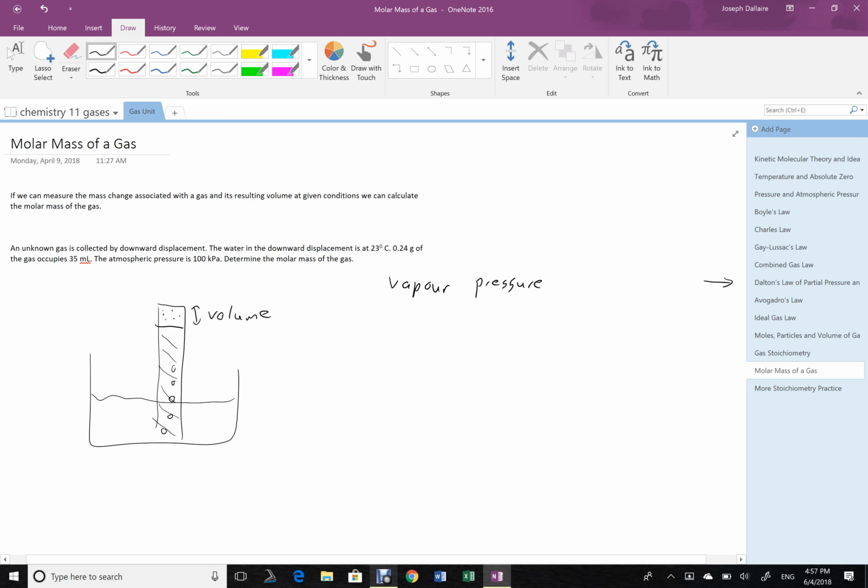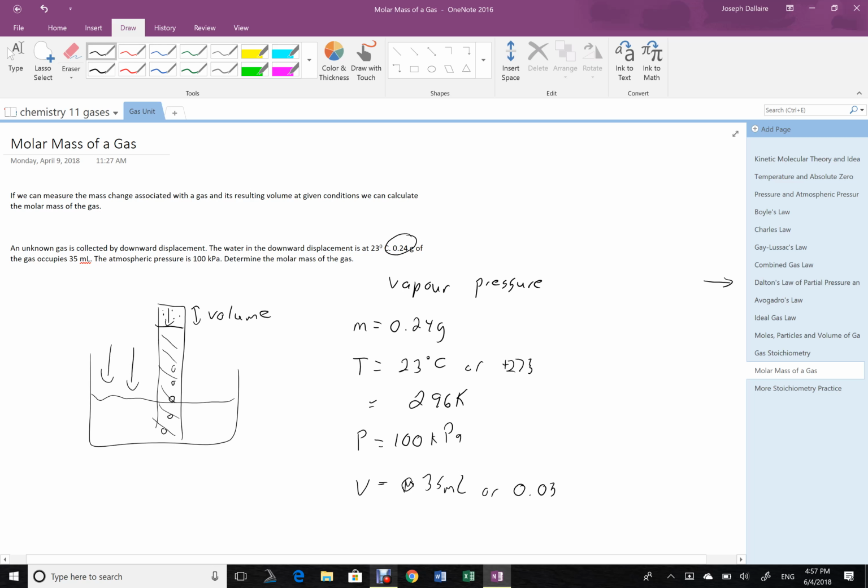So what do we have? It says that it was a mass of 0.24 grams of the gas that was released. The temperature is 23 degrees Celsius, or if we add 273, we can say it's 296 Kelvin. We'll need that for calculations. The pressure is 100 kilopascals. We're assuming that's the air pressure that's pushing down, and so if this is pushing against it, they would be the same. And it's going to occupy a volume of 35 milliliters, or 0.035 liters.